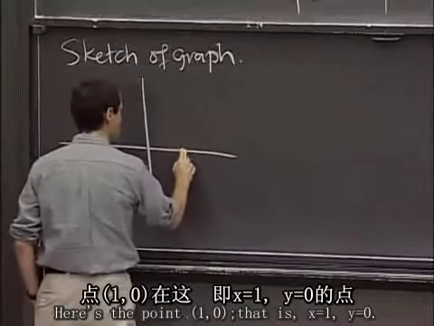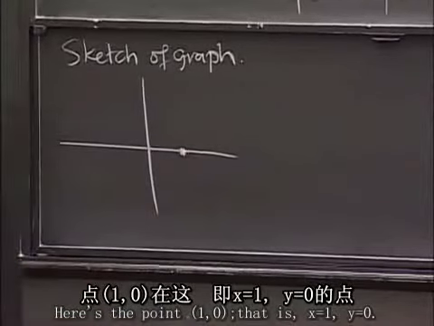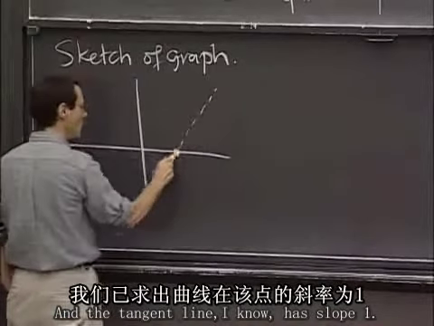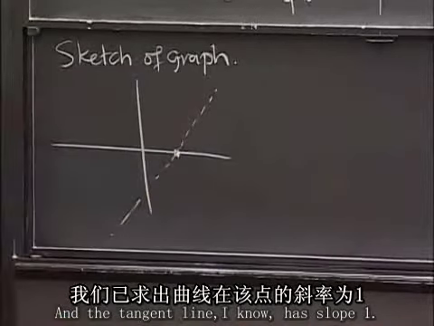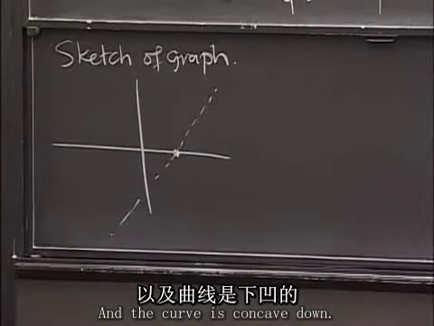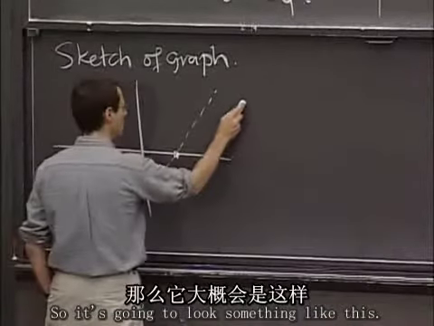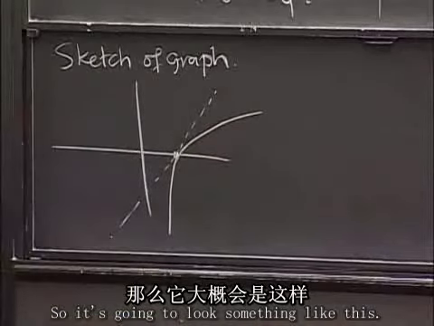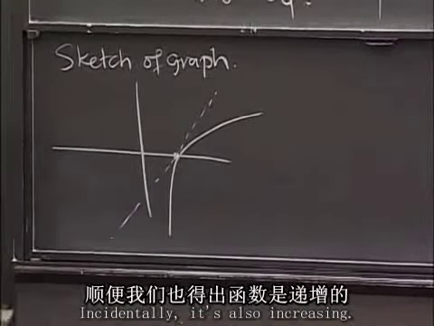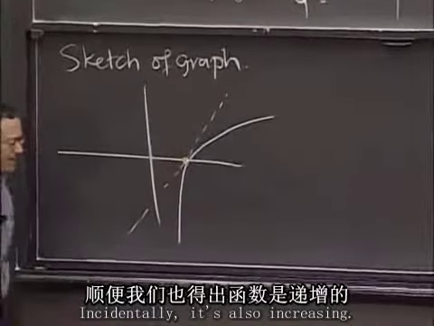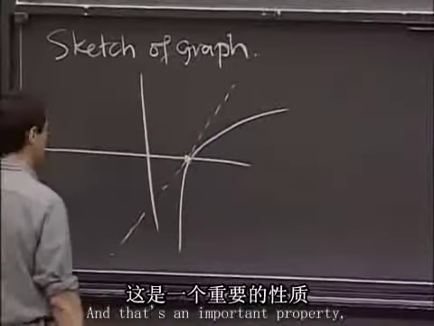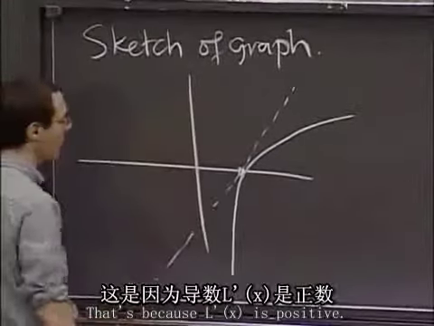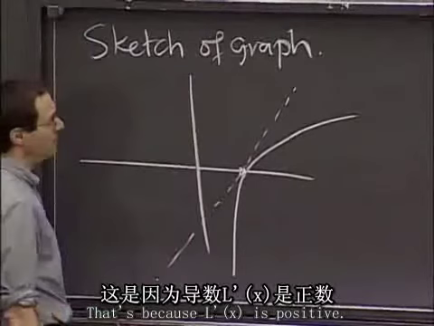Here's the point (1, 0), that is x equals 1, y equals 0. And the tangent line, I know, has slope 1. And the curve is concave down, so it's going to look something like this. Incidentally, it's also increasing, and that's an important property. It's strictly increasing. That's because L prime of x is positive.